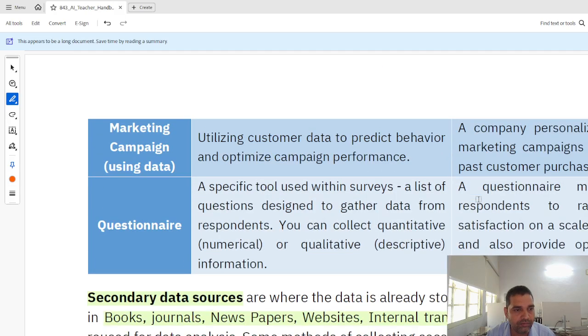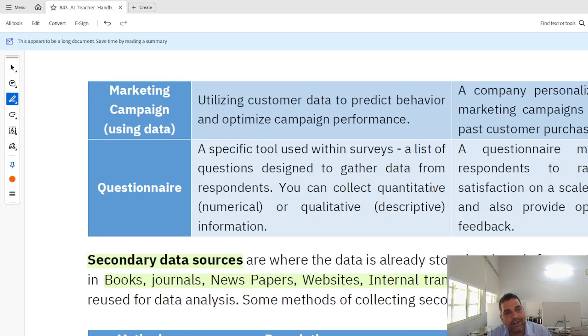We can collect the data through marketing campaigns. So here you utilize the customers' data to predict behavior and optimize campaign performance. For example, a company personalizes email marketing campaigns based on past customer purchases and sends emails with information regarding the new products.